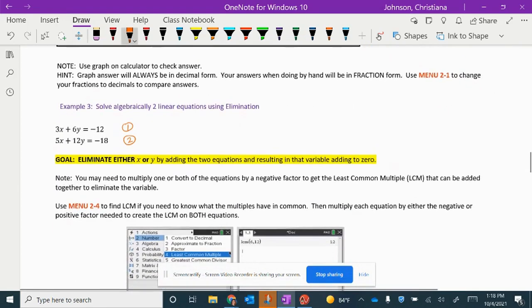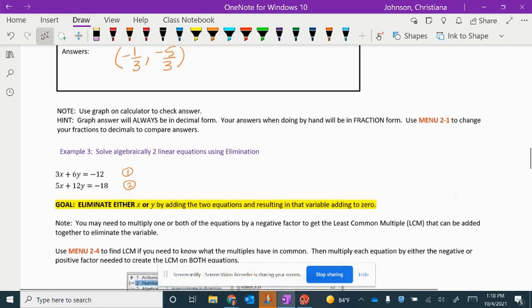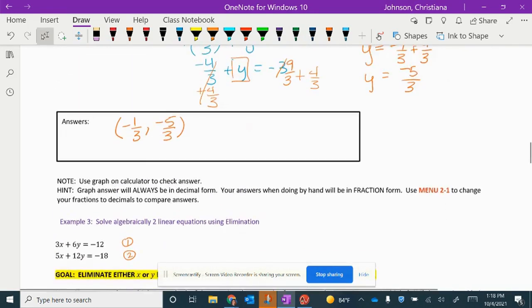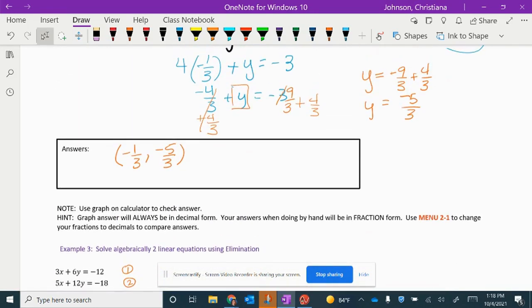Okay, a second way is you can use your graphing calculator to check the answer, and you may need to change your fractions into decimals, because your calculator will give you a decimal form. Menu T1 on your calculator will allow you to type in the fraction, hit menu T1, enter, and it will tell you that negative 1/3 is negative 0.333 repeated, and negative 5/3 is negative 1.6666 repeated.